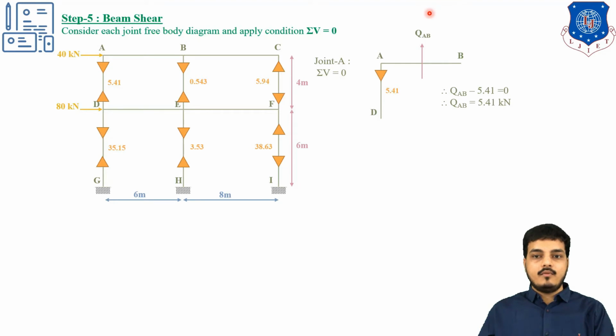So I am considering upward as positive and downward as negative. So QAB minus 5.41 equals 0. So QAB is nothing but 5.41 kilonewton. So this is my beam shear.